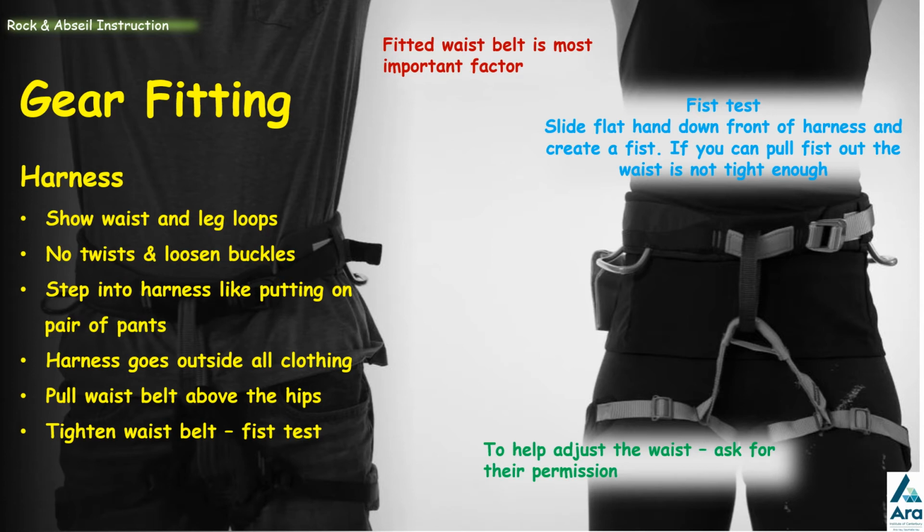So as said before, the harness needs to go on the outside of all the clothing, and pull the waist belt above the hips, and keep that waist belt nice and tight. Then finally adjust the leg loops.